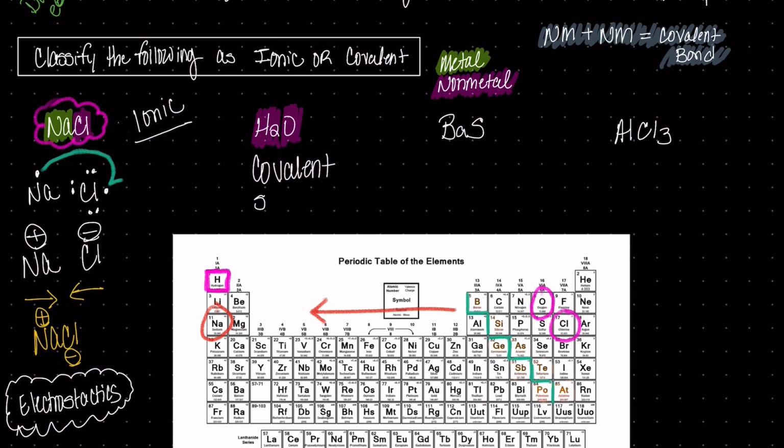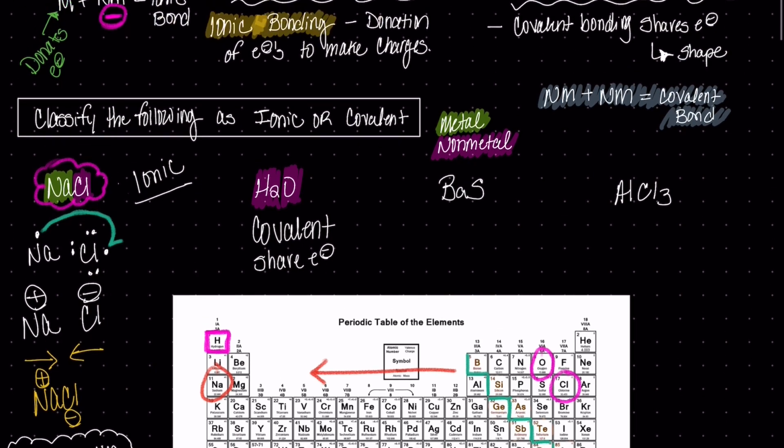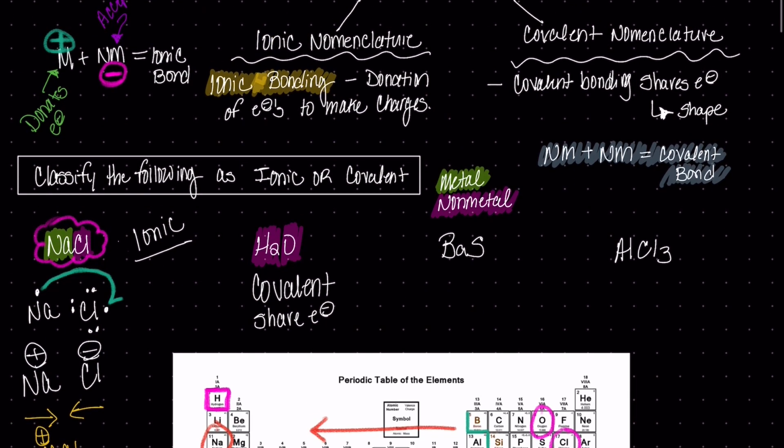meaning these share electrons. Covalent things share electrons, and this sharing gives us shape. It gives us polarity. It gives us an end. And we'll learn about that as we go on further into bonding. Here we're just learning to label and classify as ionic or covalent.